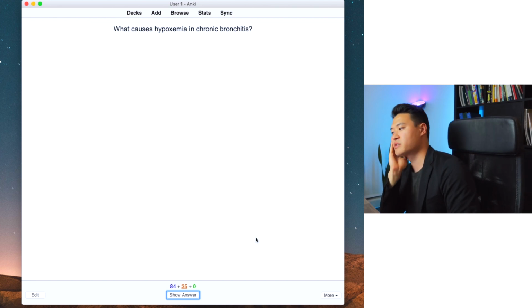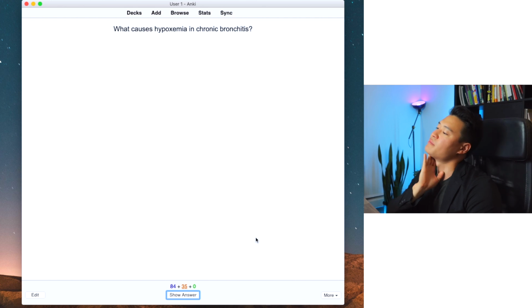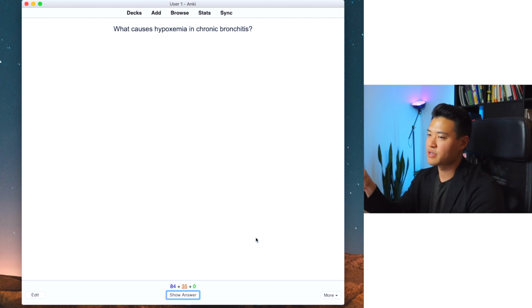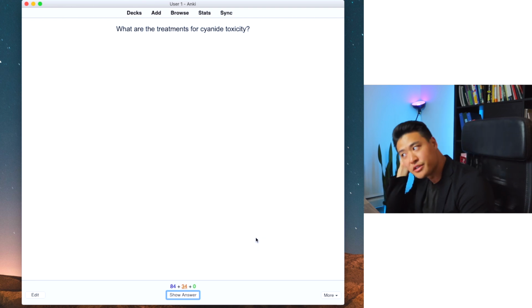What causes hypoxemia in chronic bronchitis? Shunting, because bronchitis blocks off the airway and the blood passes through, but there's no air exchange, so that's called shunting. Yeah, so good.